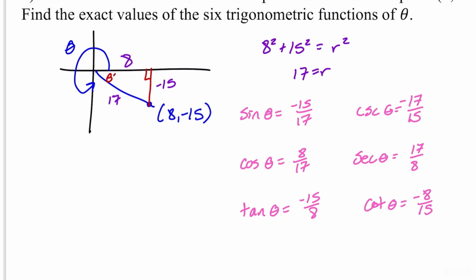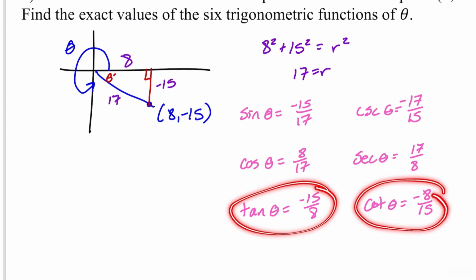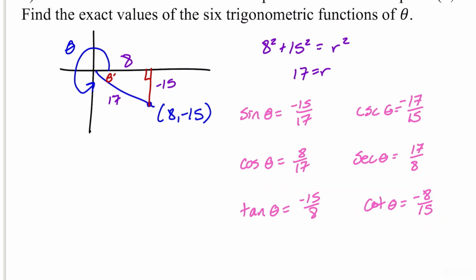And I want to point out that the sine is negative, so of course the cosecant is negative, and then the tangent is negative, and the cotangent is negative. We talked about that before, about how if you're going to be somewhere in quadrant 4, then you're going to the right, you're going down, and then the second coordinate is going to be negative.